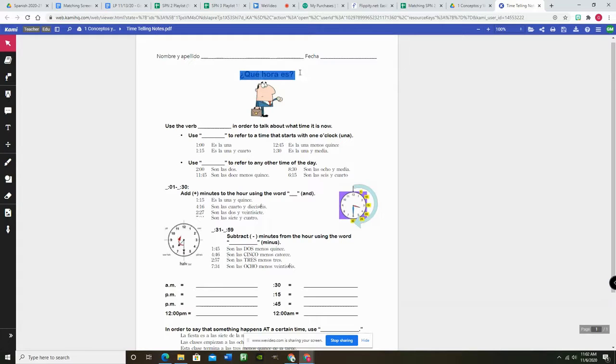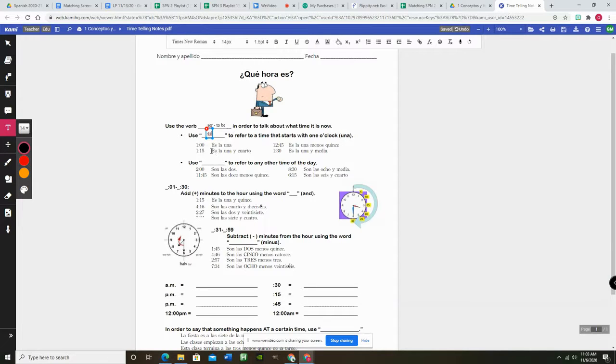¿Qué hora es? is what hour is it, or what time is it? In order to ask what time it is, you say ¿Qué hora es? We use the verb ser in order to talk about what time it is. We use es to refer to time in the 1 o'clock range. So if we want to say it is 1 o'clock, es la una.